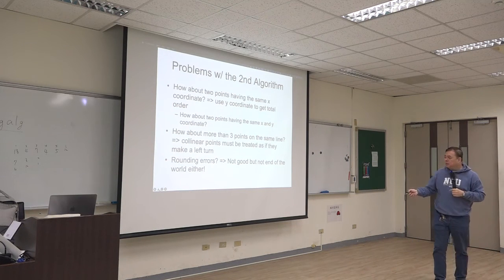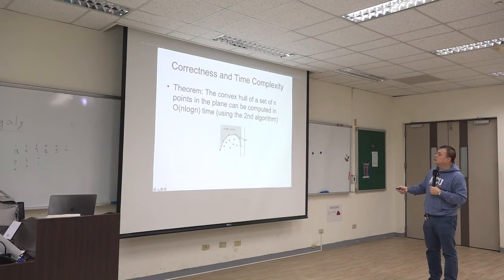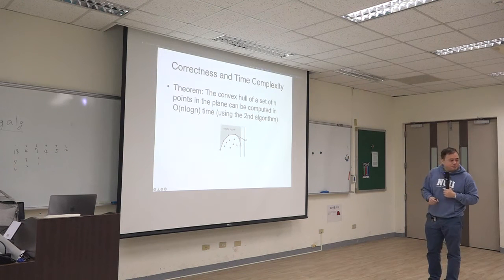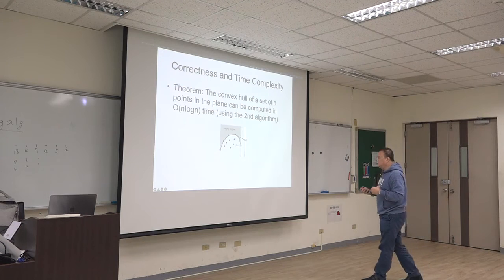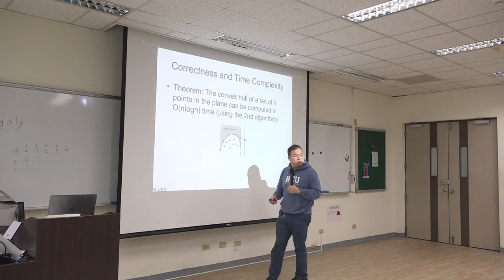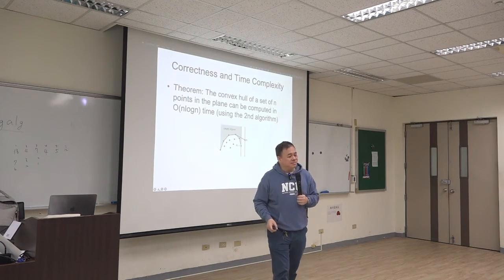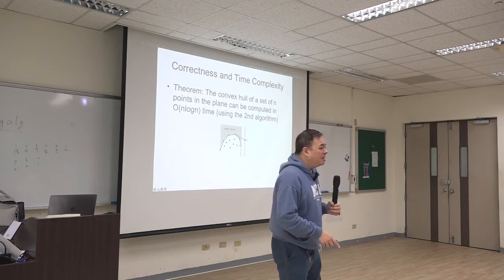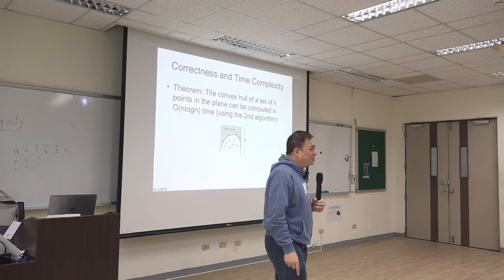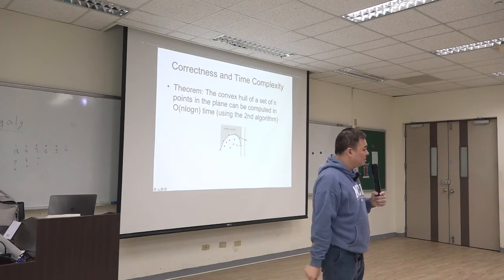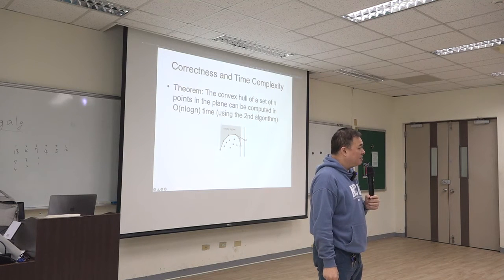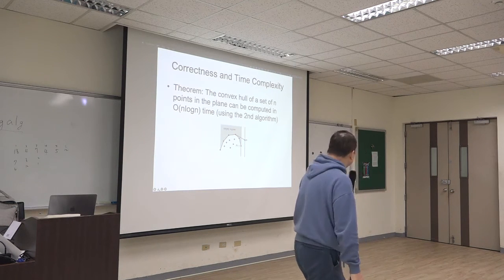And the convex hull of a set of points in the plane can be computed in n log n time using the second algorithm. Why? How do we get this time complexity? How much time does it take to get an upper hull? Order n. That's correct. Why?